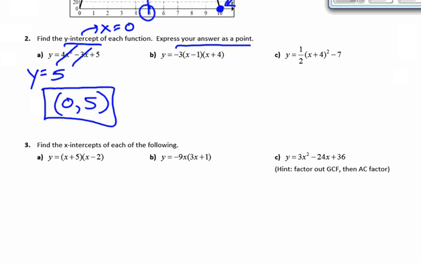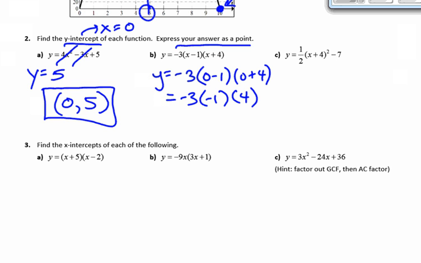All right, so for B, you can't simply just cross off things. You actually have to plug in 0 here. So we have -3, and then 0 minus 1, and 0 plus 1. I'm showing a little more work than I normally would. Normally I would just go 0 minus 1 is -1, 0 plus 4 is 4, and go straight to that step. Then multiply across. You have a negative times a negative, which becomes a positive, and 3 times 4 is 12. And again, we want to write that as the point 0, 12.